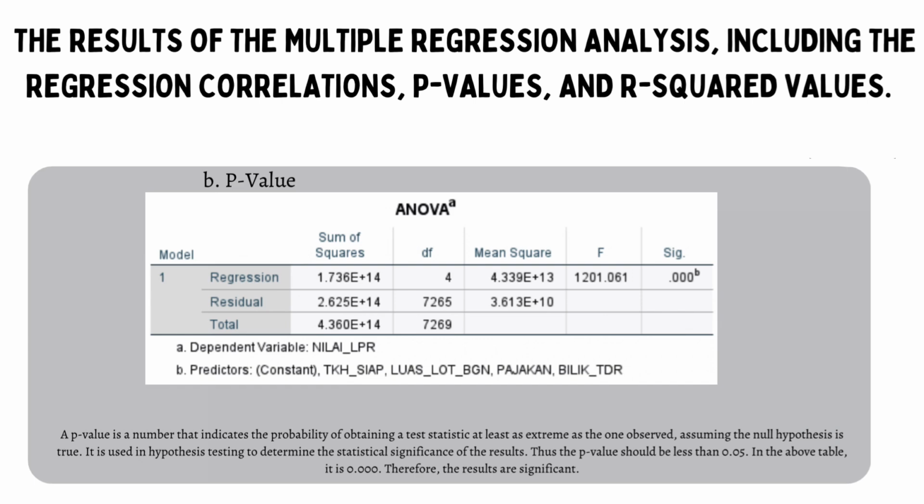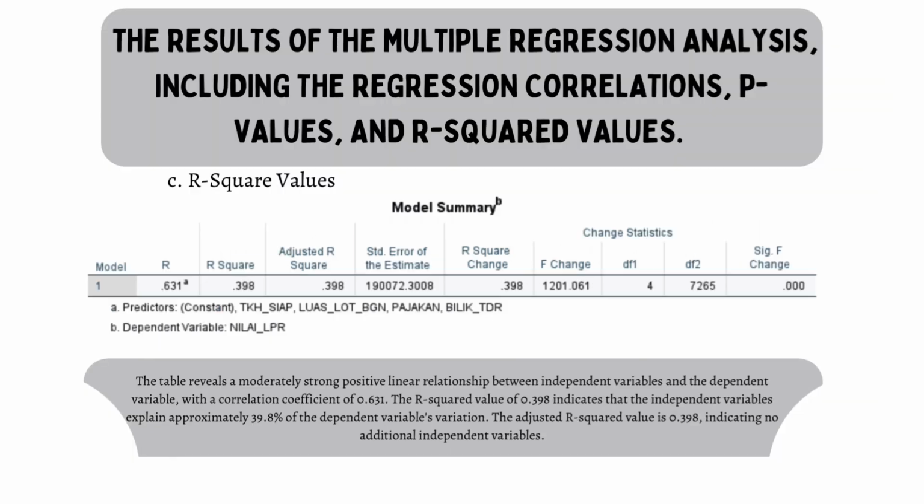Next part is the p-value. A p-value is a number that indicates the probability of obtaining a test statistic at least as extreme as the one observed, assuming the null hypothesis is true. It is used in hypothesis testing to determine the statistical significance of the result. Thus, the p-value should be less than 0.05. As in the table above, it is 0.000. Therefore, the results are significant.